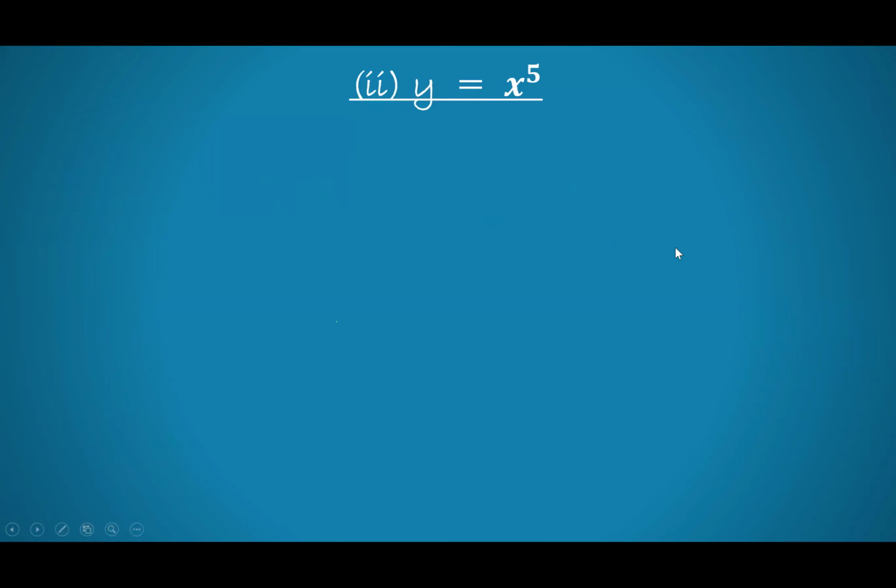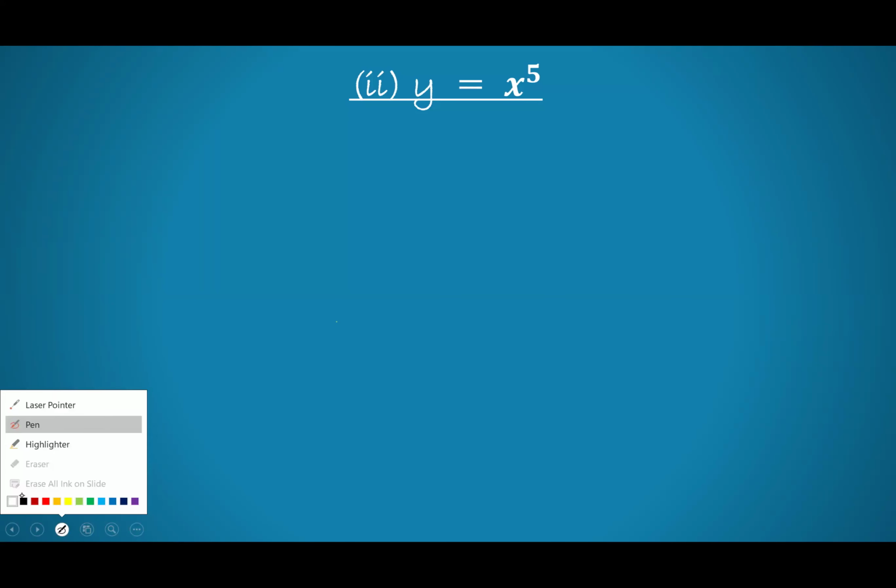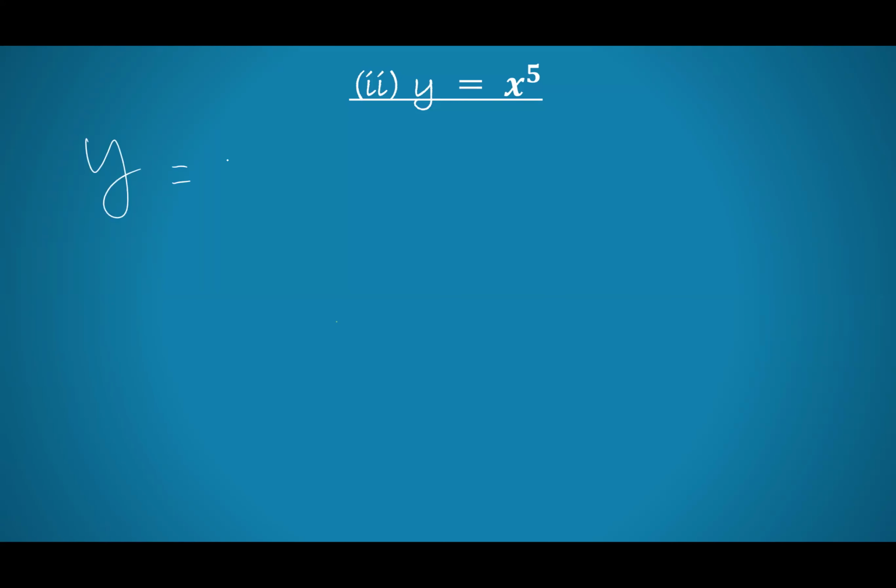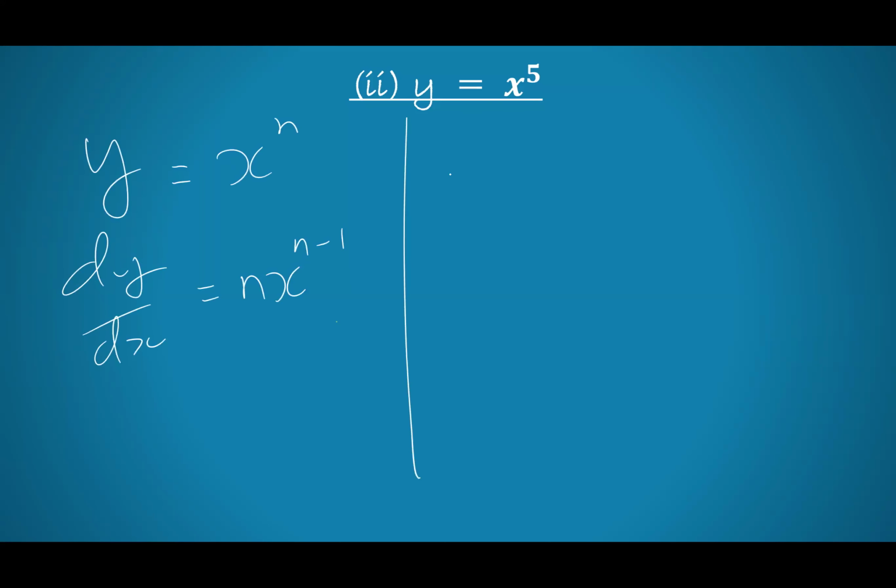Next, I have y is equal to x to power 5. So who can give me the dy dx in the chat? Following our basic rule, that if y is equal to x to power n, dy dx will be nx to the n minus 1. So following that, what is our dy dx?